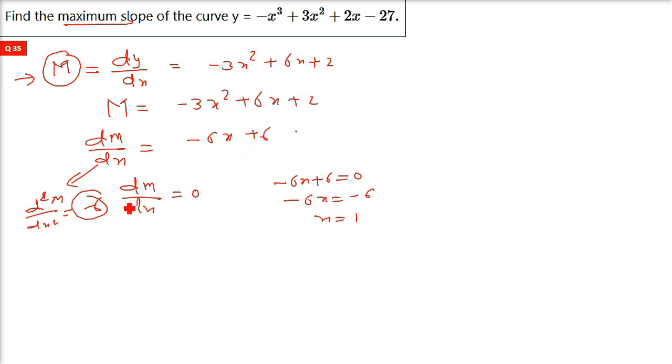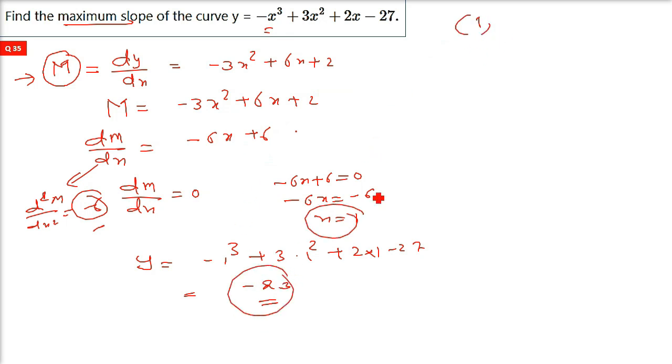Now d2m by dx square, that is going to give you maximum or minimum. This x equals 1 is already there with us. Y equals what? If x is equal to 1, what will be y? Keep it in the original equation, because of course we have to start with the original equation. So when you replace x by 1 in the original equation, x is 1, y is negative 23. X and y are 1 and negative 23. But what about this? 1, negative 23, is it the answer?